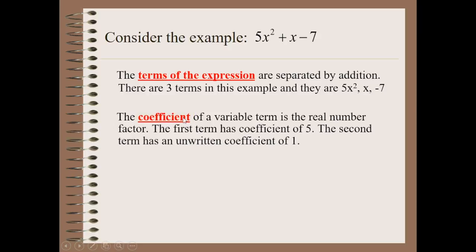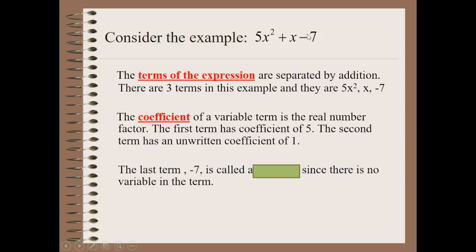The coefficient of a variable term is the real number factor. The first term here has a coefficient of 5. The second term has a coefficient of 1. We don't write it, but it's always there. If I say x, I mean 1x.